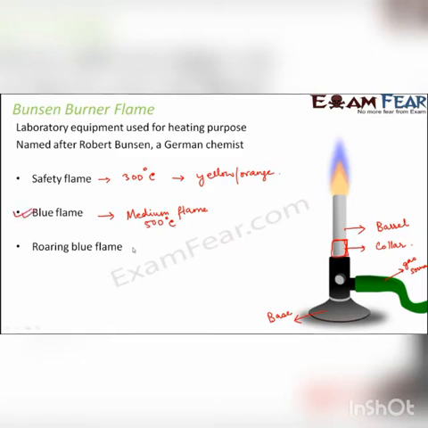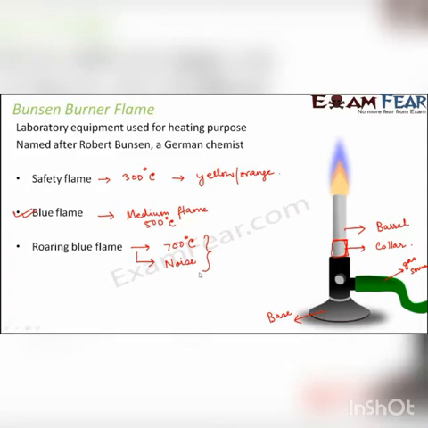The third one is the roaring blue flame, where the temperature goes as high as about 700 degrees Celsius. The medium flame is also blue in color, but for the roaring blue flame you can see that the entire flame becomes blue, and at the center you can even see a blue triangle-shaped structure, because the flame becomes so intense. The roaring blue flame is also accompanied by a noise, which shows that it is in the roaring blue flame stage.